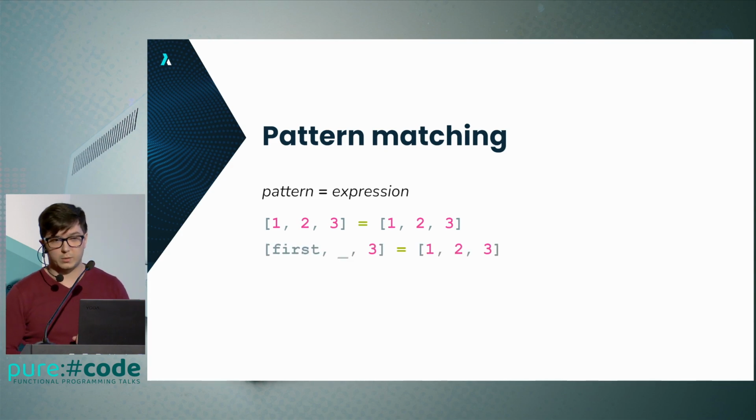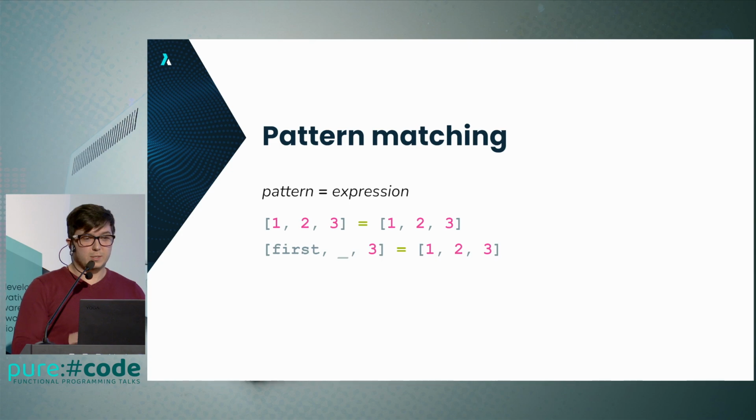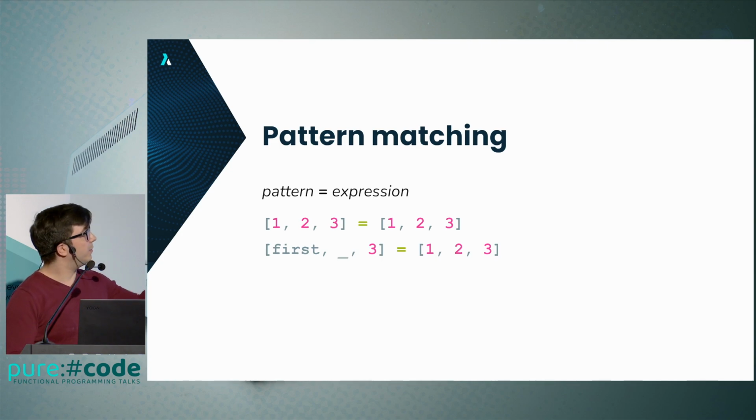A non-strict pattern allows you to verify the shape of the data and gives you the ability to bind various values to variables. So here, first we're binding the first value to the variable first. We don't care about what the second value of the list is, so we use an underscore, which is treated as a placeholder. Anything there can match. And finally, we expect the third element to be the number 3. And this matches as well.